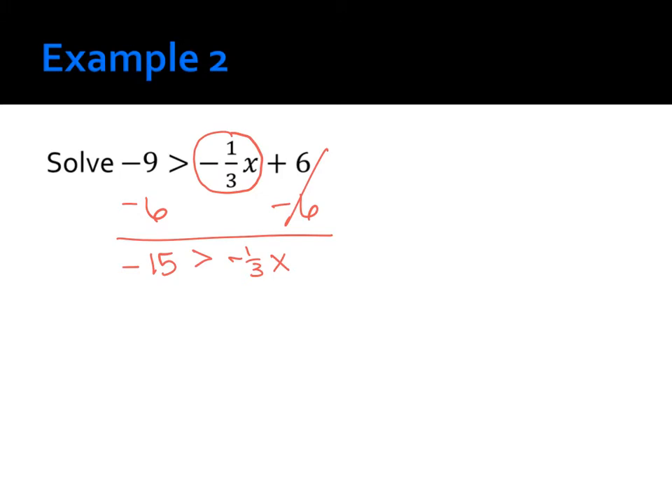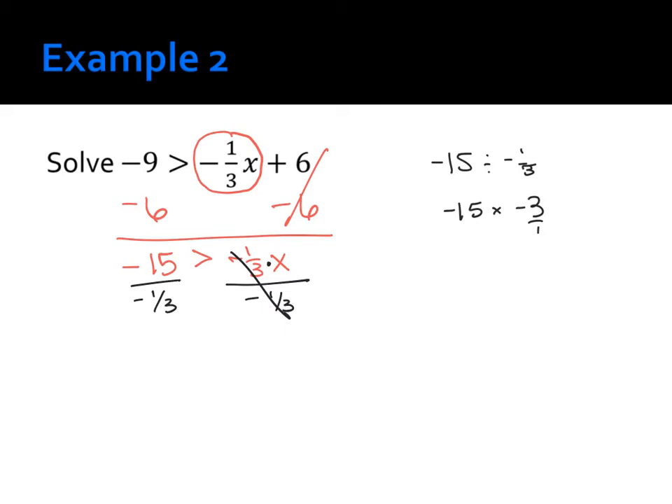Now I can go ahead and get rid of that negative 1/3 x. Negative 1/3 is attached to x by multiplication. So if I divide both sides by negative 1/3, these are going to cancel. And really what I have is negative 15 divided by negative 1/3. When you divide by a fraction, remember you keep the first term, change the sign from division to multiplication, and flip the last term. So keep, change, flip. So I'm going to multiply this by negative 3/1.